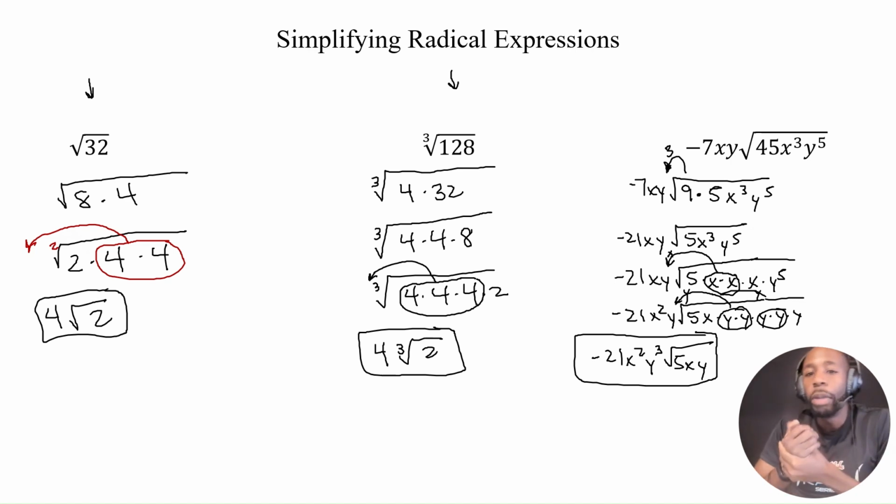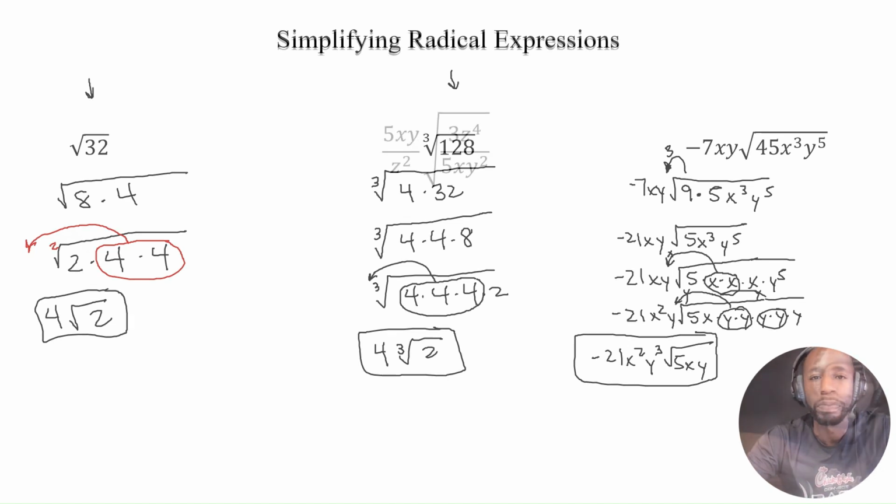All right, so remember, whatever the index of the radical is, that tells you how many you need to have underneath that radical bracket to be able to pull one of those factors out, if that makes sense. So let's go on to another example.